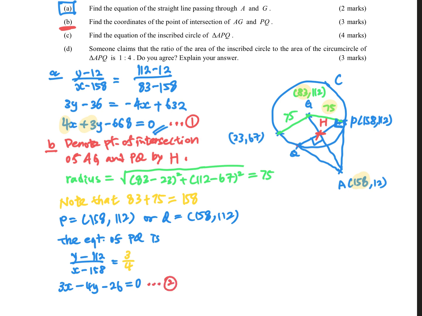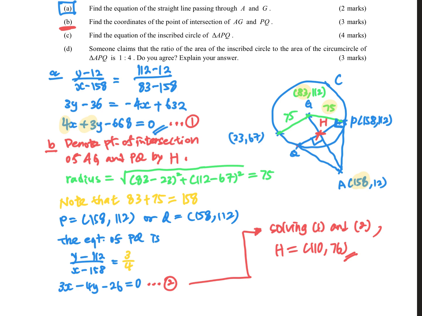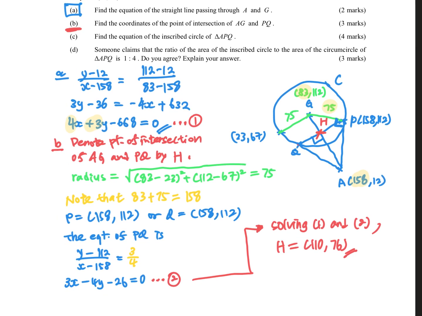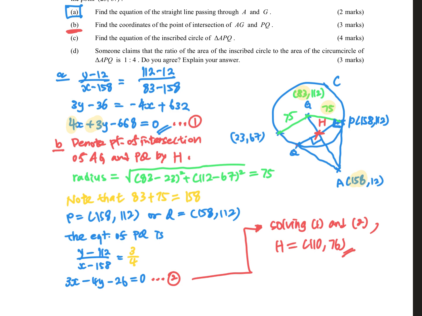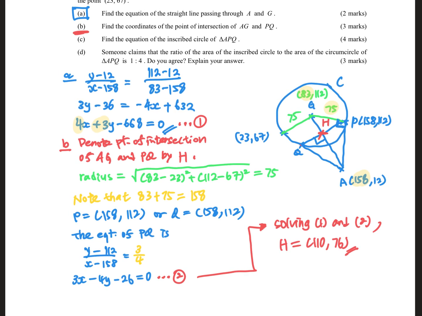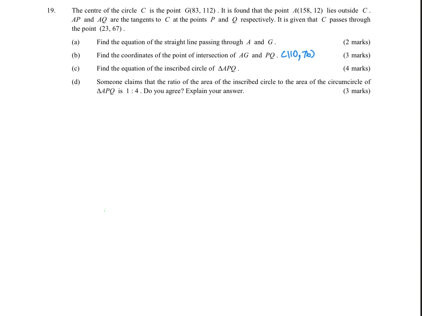To solve these two equations, so solving 1 and 2. Here, I'm afraid we can make use of the program to help us. So solving 1 and 2. In that case, H will be (110, 76). And that will be just part A and part B. Okay, so let's go to part C.